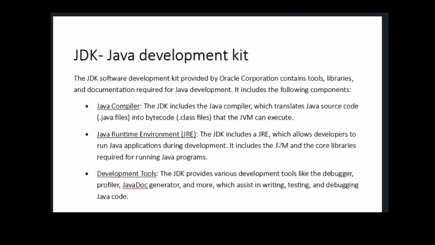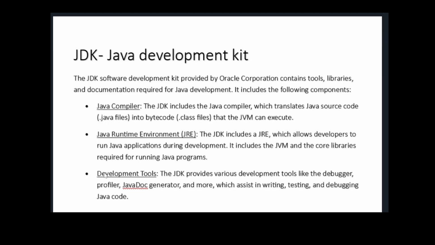Okay. So second is the Java Runtime Environment, the JRE. The JDK includes a JRE which allows developers to run Java applications during development. It includes the JVM and the core libraries required for running Java programs. So the JRE lets you run Java applications in the environment.